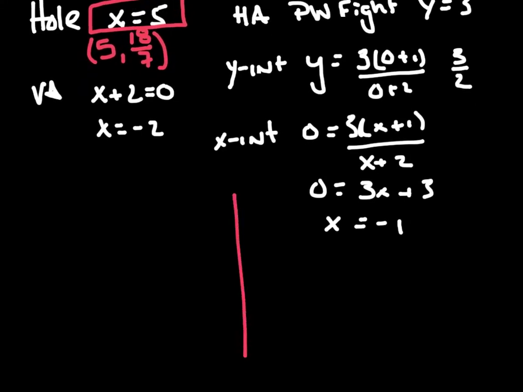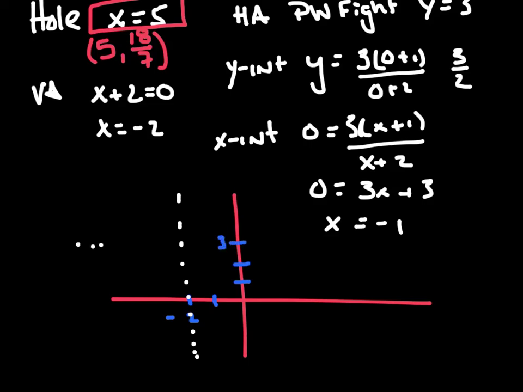Using all the information I have, I'm going to start with my vertical asymptote. We'll plot out -2. Here's my vertical asymptote. I should have a horizontal asymptote at 3: 1, 2, 3. Nice horizontal. Okay, plot some more points here. Looks like we can cross these off. We took care of that, took care of that.